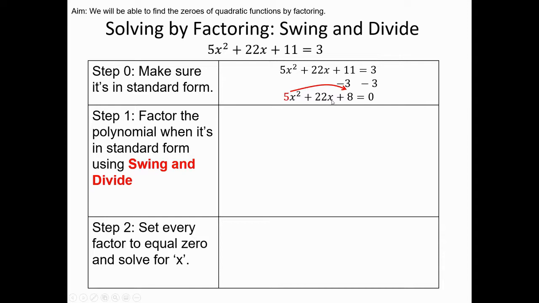This is kind of a cheating method. 5 times 8 is 40, and it's going to become this: x squared plus 22x plus 40 equals 0. And you're probably wondering, Mr. Porter, why are we even bothering doing this?